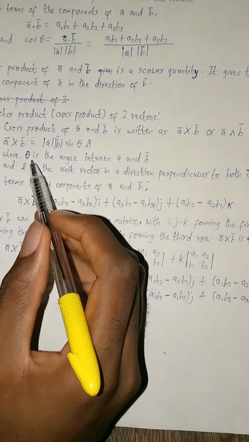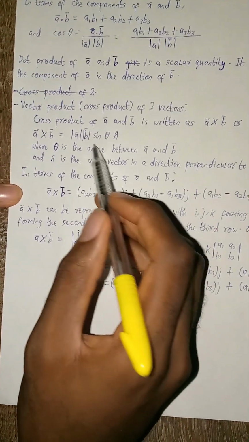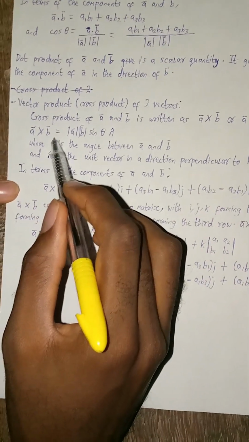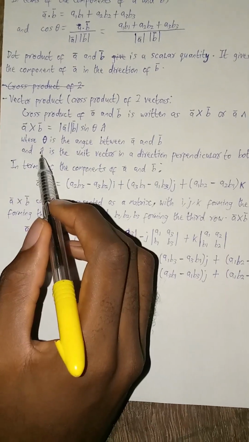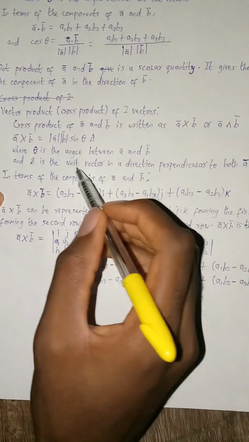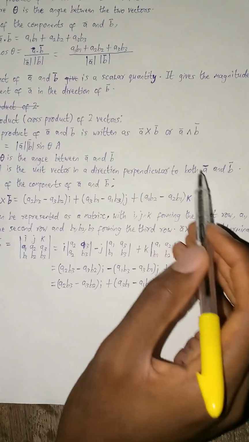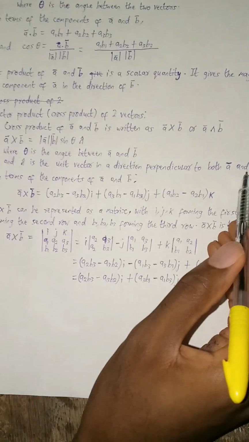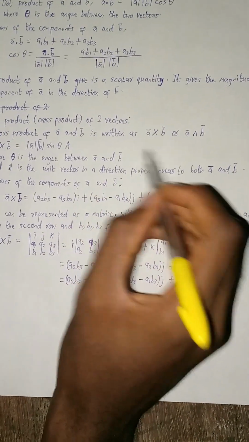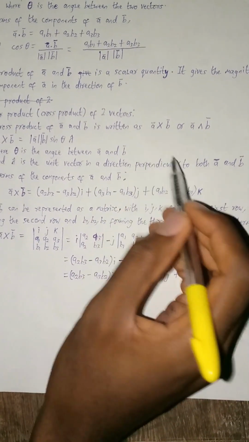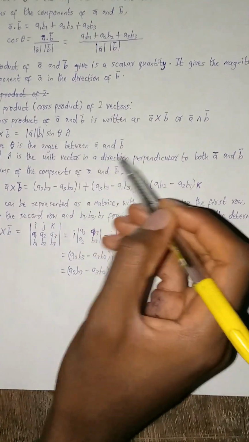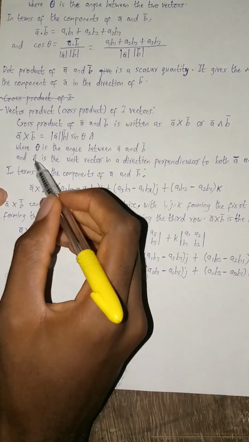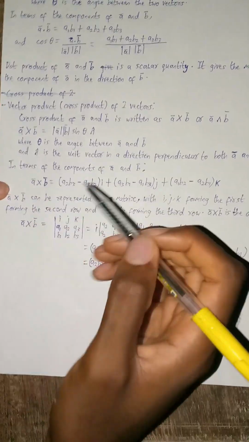So theta, I've already said, is the angle between the two vectors A and B. This unit vector n is the unit vector in a direction perpendicular to both A and B. So if I have two vectors A and B, in a direction perpendicular to both of them, the unit vector in that direction is what we mean by this.